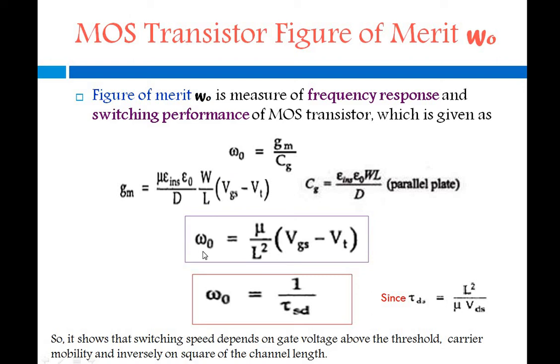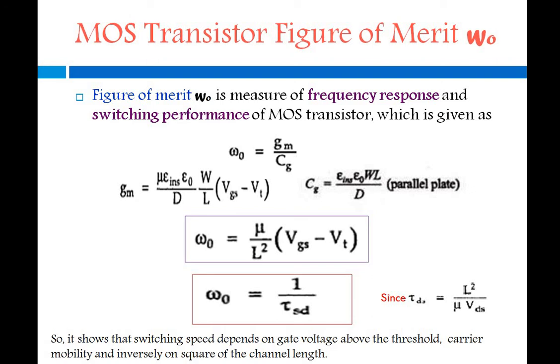Now what is the figure of merit? Omega naught, you will be getting mu divided by L into L, that is L square, into Vgs minus Vt. This is the answer for your figure of merit. This figure of merit can be given as the tau value. What is the tau value? Tau equals L square by mu Vds. So omega naught, or your frequency figure of merit, is equal to 1 divided by your transit time.